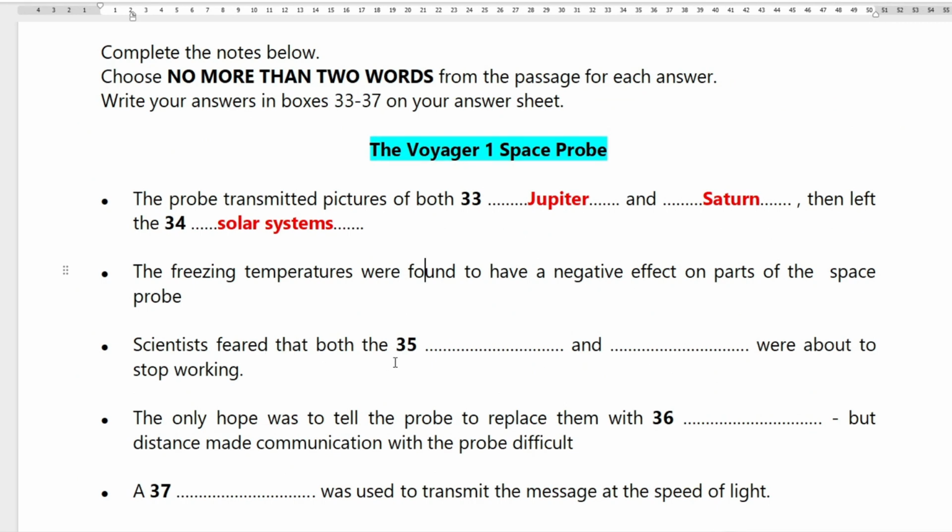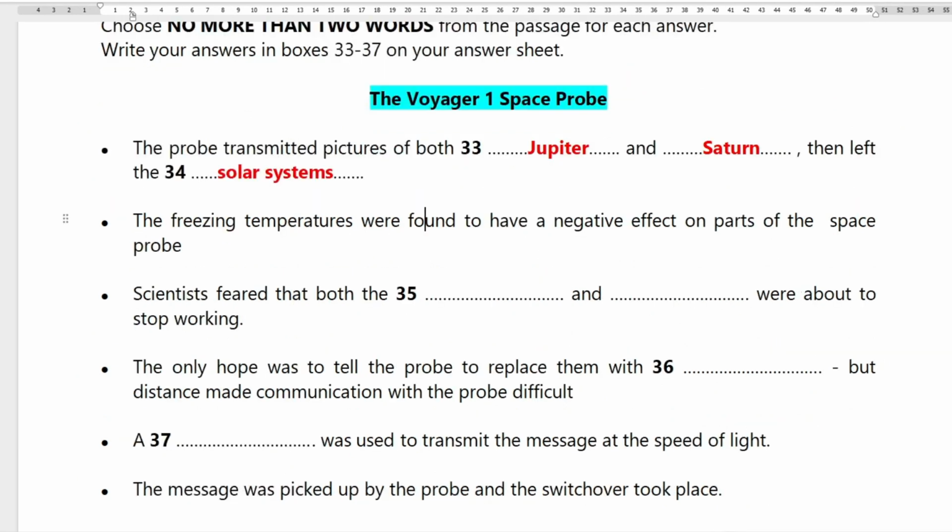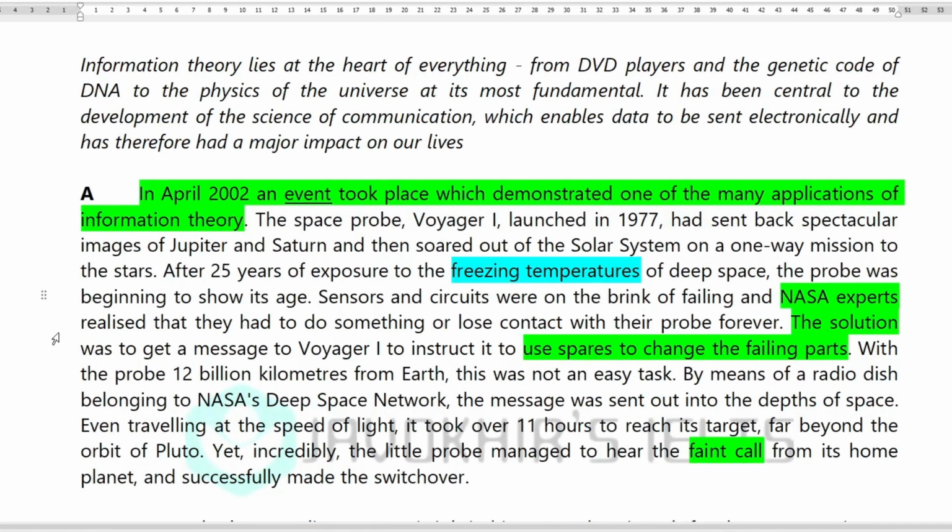Scientists feared that both the something and something were about to stop working. NASA experts realized that they had to do something or lose contact with their probe forever. The probe was beginning to show something else.